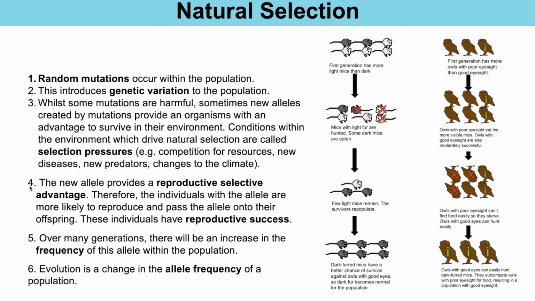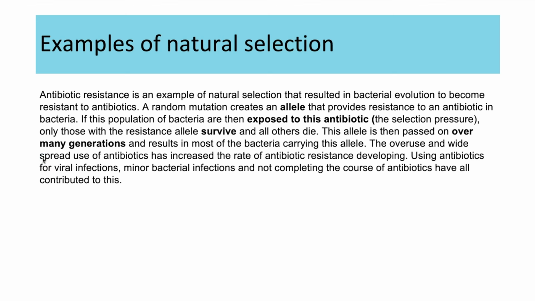Basically, that means the individuals with that allele are more likely to survive and therefore reproduce and pass that allele on to their offspring. These individuals have that reproductive success. Number five, then, over many generations, there will be an increase in the frequency of that particular allele within that population. And then finally, it's stating that evolution would have occurred because evolution is a change in the allele frequency of a population.